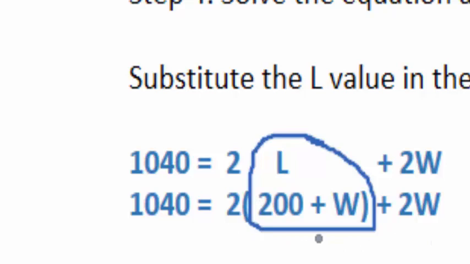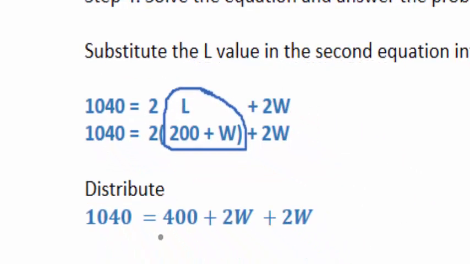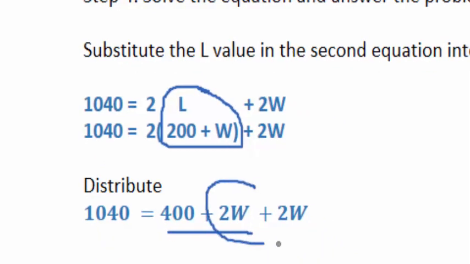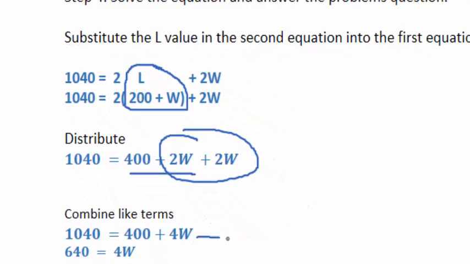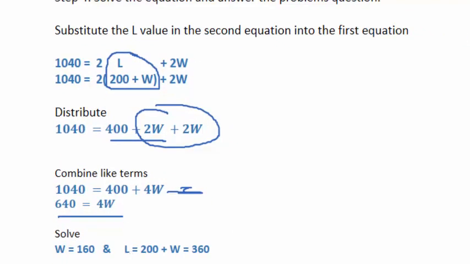We're going to distribute our 2, giving us 400 plus 2W plus 2W. And now we can combine our like terms, subtract 400 from both sides, divide by 4, and we get that W equals 160. And then since we know that 200 plus W equals L, we just put our 160 in for W, and we get that L equals 360.